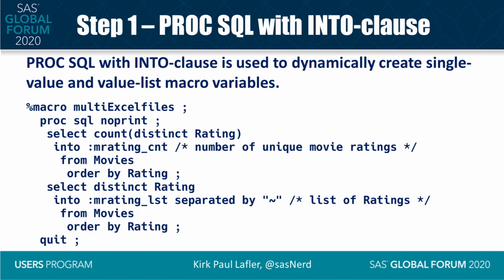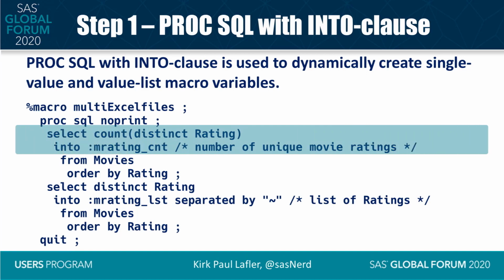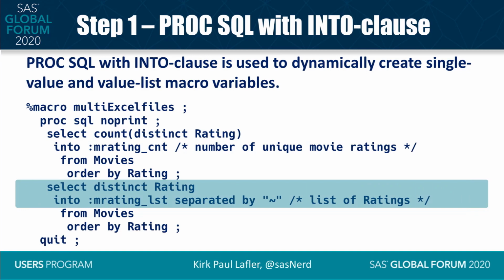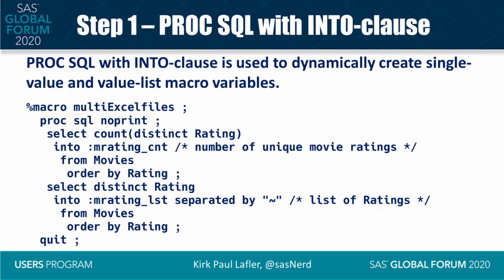selecting the count of distinct ratings. So we have 4 unique ratings in the movies data set: G, PG, PG-13, and R. And then we're going to store that into a macro variable called mRating_count. We're then going to select the distinct rating values themselves, storing the results into a macro variable called mRating_list separated by tilde. We're going to order the results in ascending order by rating.